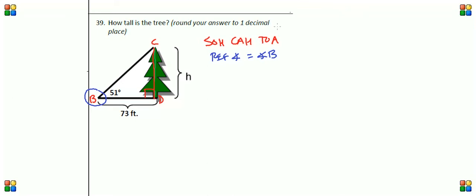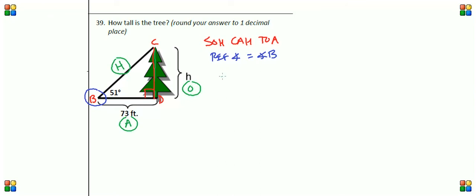Next thing we'll look at is, let's label our side names. So BC is the hypotenuse, CD is opposite of angle B, and BD is adjacent to angle B. Okay, so now we got to pick our trig function.